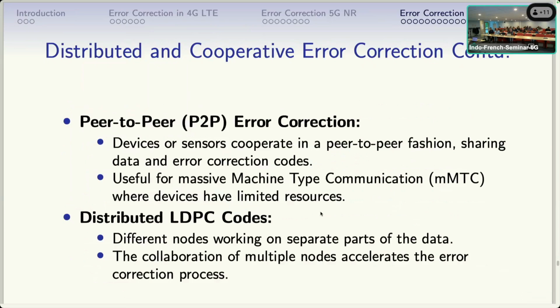So multiple users themselves, if one user got the correct packet, will try to compare, and that itself tries to correct the error. They will do the error correction in between. Then there would be distributed LDPC codes. In distributed LDPC codes, the different nodes, different check nodes, will correct the errors separately.